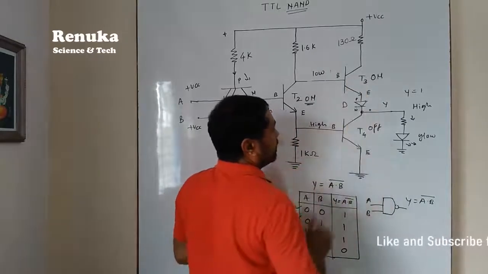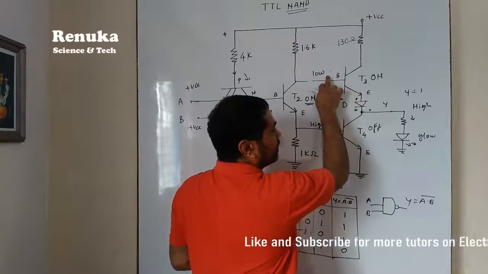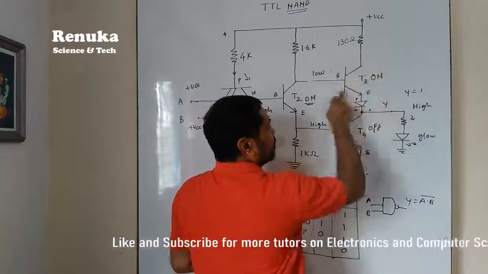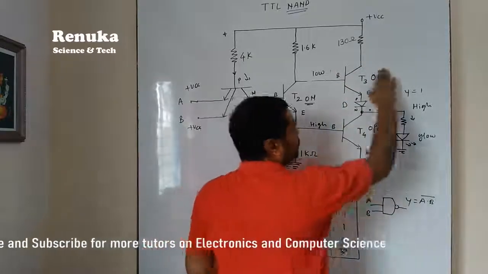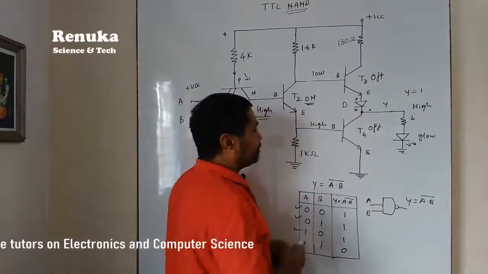At the transistor T3, you are getting a low voltage, connected to the base-emitter of this transistor. So if this voltage is low, the diode is reverse biased. If the diode is reverse biased, the transistor will be off. So this will make the transistor T3 off.